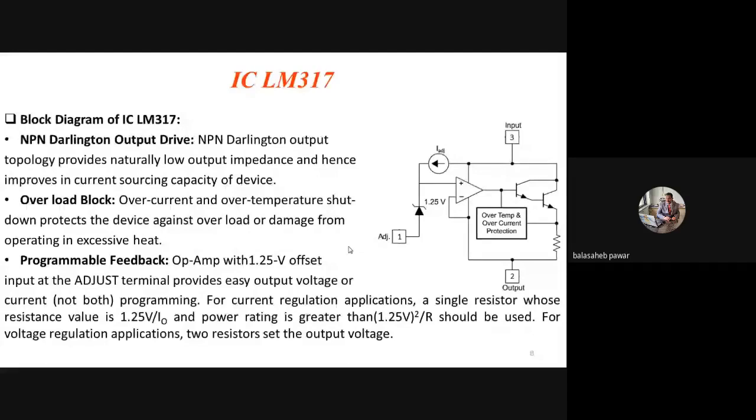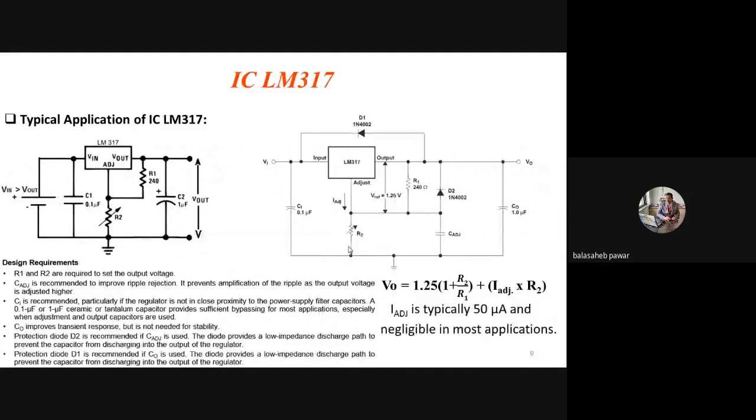Now this is most important: how we can adjust it, how we can use it. So many times we are saying we can manage the output from 1.2 volt to 37 volt. This point I already mentioned in the previous slide: the output voltage can be managed very easily by using only two resistors connected across that regulator IC, R1 and R2. At this stage, don't mind about C1 and C2. Even if you neglect these two capacitors, this IC will still work.